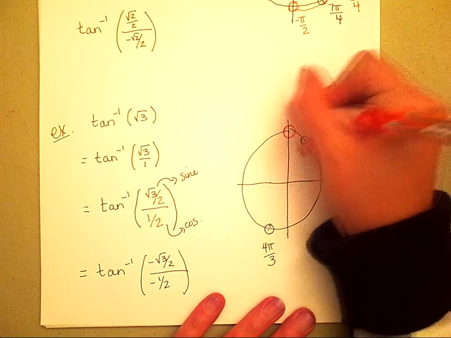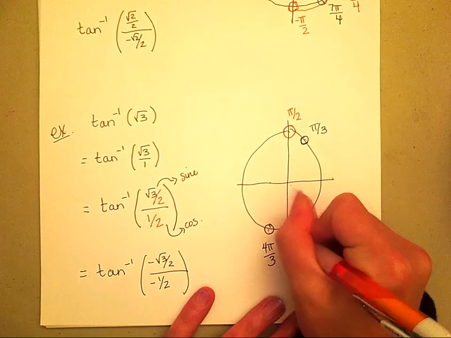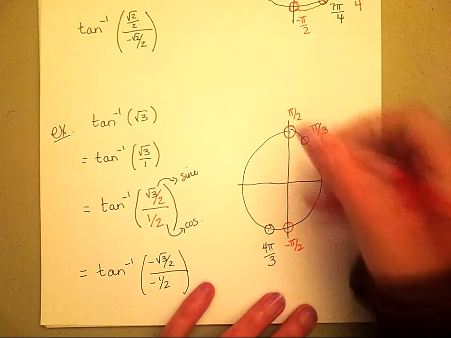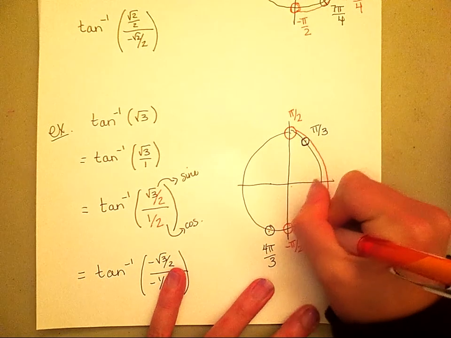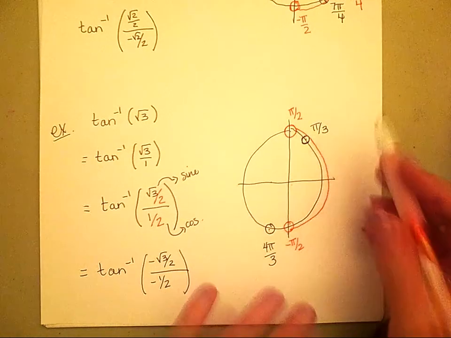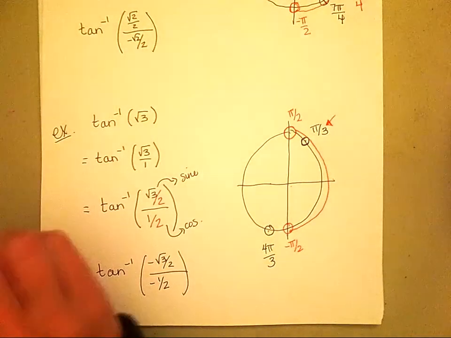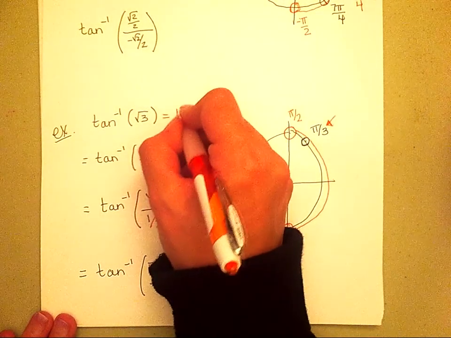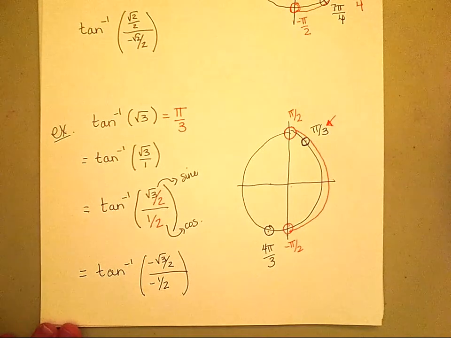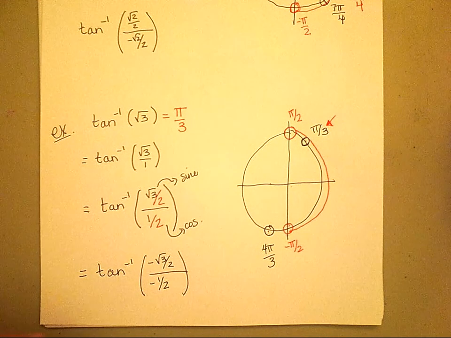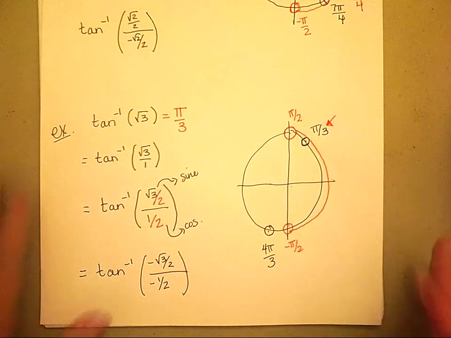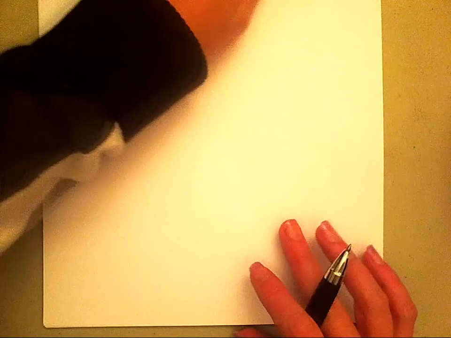Now let's put in our restrictions so we can determine which it is. This is positive pi over 2, this is negative pi over 2, and we can return anything inside of here. And since this is positive, we can clearly take this to be the angle. So the angle whose tangent is root 3 is pi over 3. Okay, all right. Now there are inverses for the other functions as well.